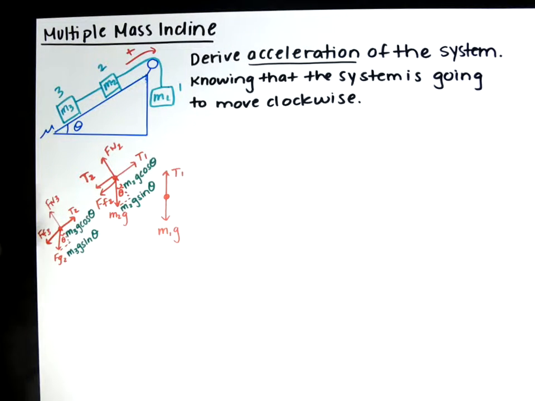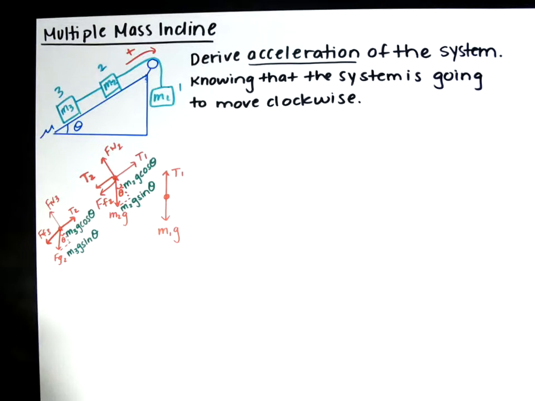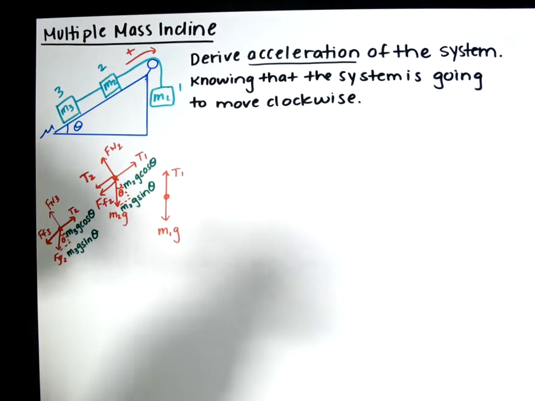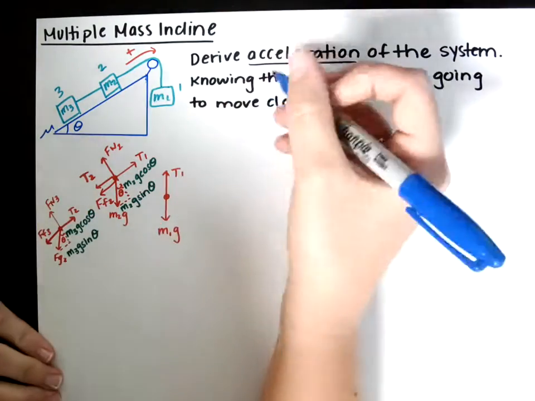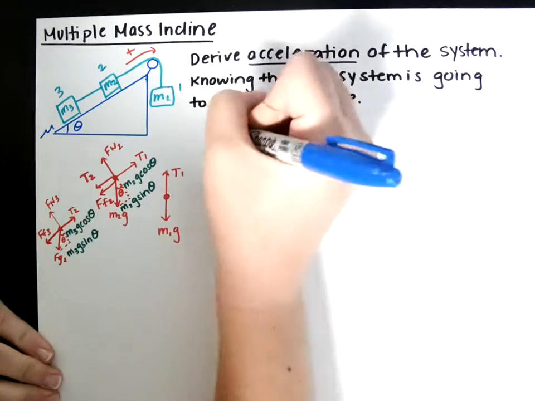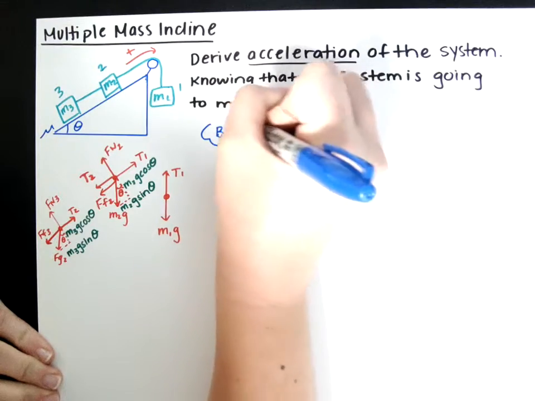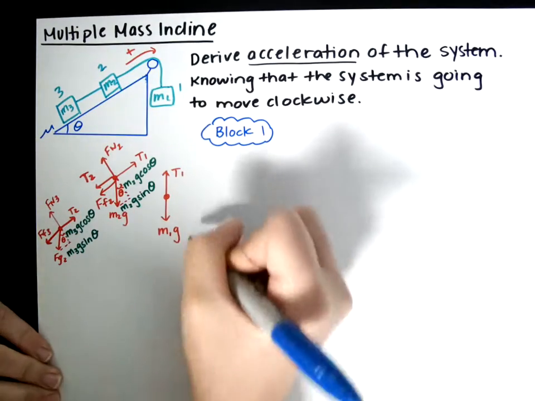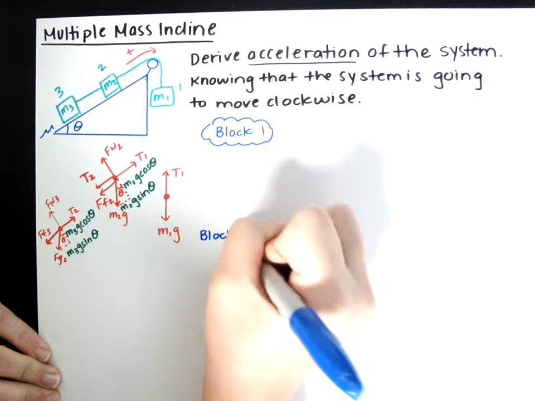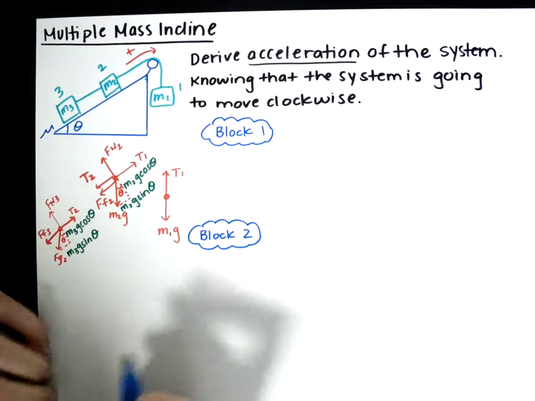Okay, so if you got this far, that's a huge step. The next step is what I hope that you can accomplish on your own after watching this video if you were to do the problem by yourself again. So we're going to have a few different equations going on. We'll have one for block 1, 2, and 3. So let's go block 1. And then let's go block 2 right here. Let's do those two first.